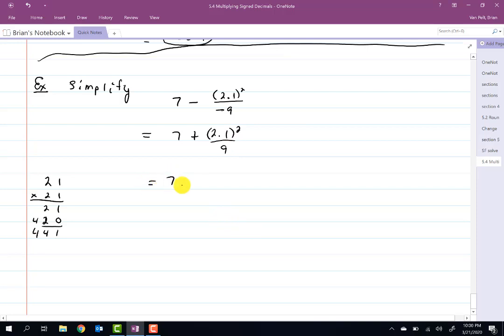So this is 7 plus 4.41 divided by 9. Now let's go ahead and do that. 9 goes into 4.41. Let's see, it doesn't go into the first 4, but it does go into 44, I think 4 times. Bring down the 1, and 9 goes right into it. So we have 7 plus 0.49, and that's just 7.49.